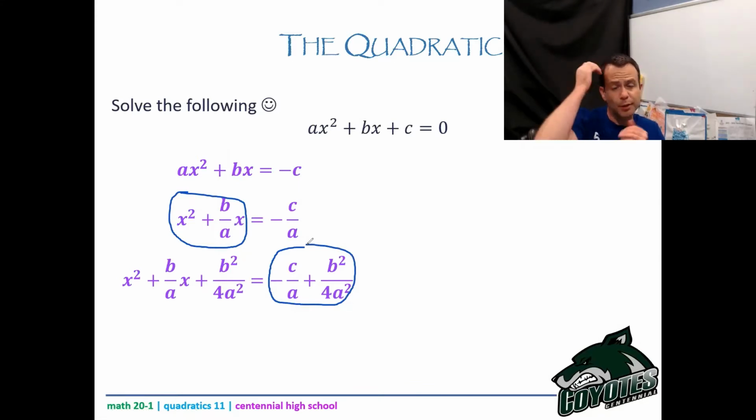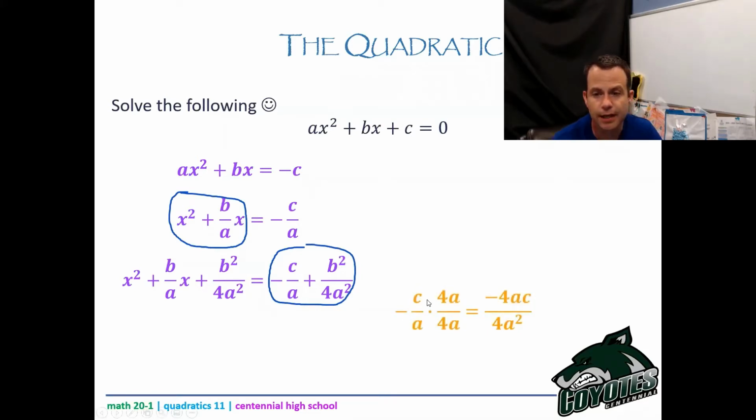My common denominator will be 4a squared, but that means that negative c over a there, I'm going to have to multiply that by 4a over 4a to get that common denominator. Okay, so when I do that, I just did it as a sidebar over here. So I took my negative c over a, and I multiplied it by 4a over 4a. That's going to give me negative 4ac over 4a squared. Okay, so now I have a common denominator, and so this can equal b squared minus 4ac all over 4a squared, okay?